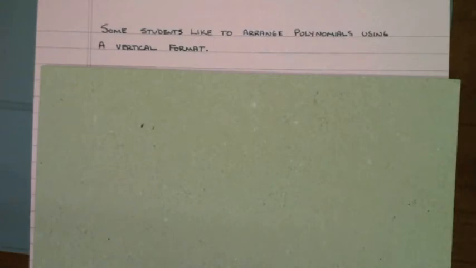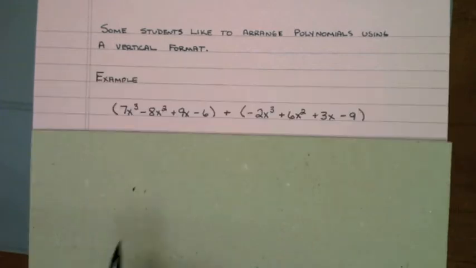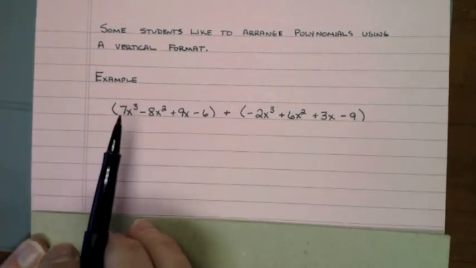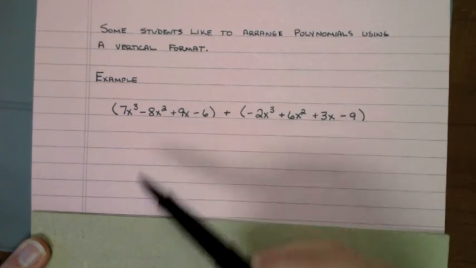Some teachers and students arrange polynomials using a vertical format. So I'm going to go over that because that's another way of doing these. And you need to be able to look at this and realize it's the same thing as what we were doing before. This is a horizontal format. What we're going to do is rewrite this as a vertical format. And you need to be familiar with this in case you see problems that are written in a vertical format. Instead of writing this horizontally, we're going to write it vertically.